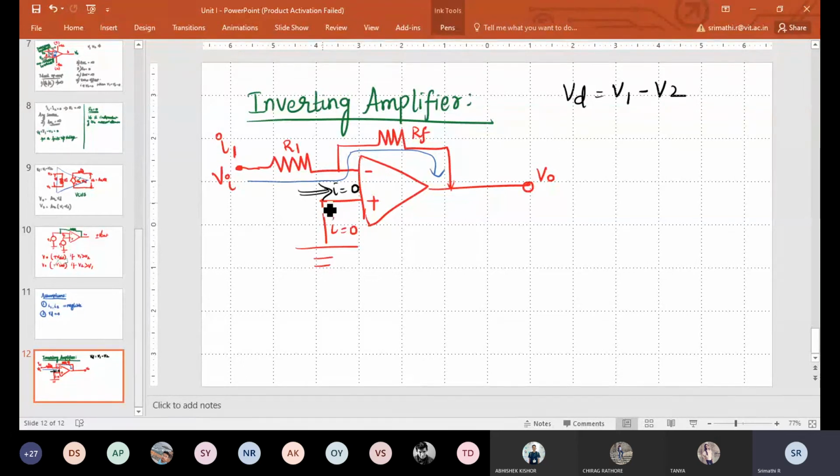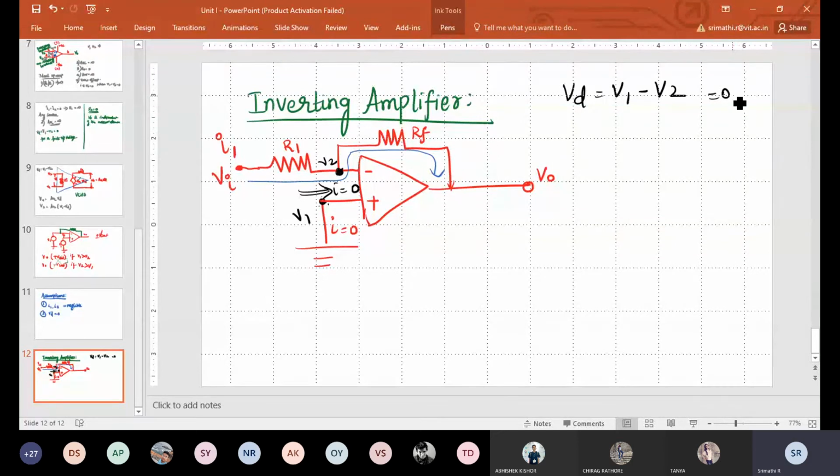This potential is V1 and this potential is V2. Am I right? If V1 is 0, and this is also 0 because this is virtual ground, the difference in potential has to be 0. So VD is essentially 0. That is our second assumption.